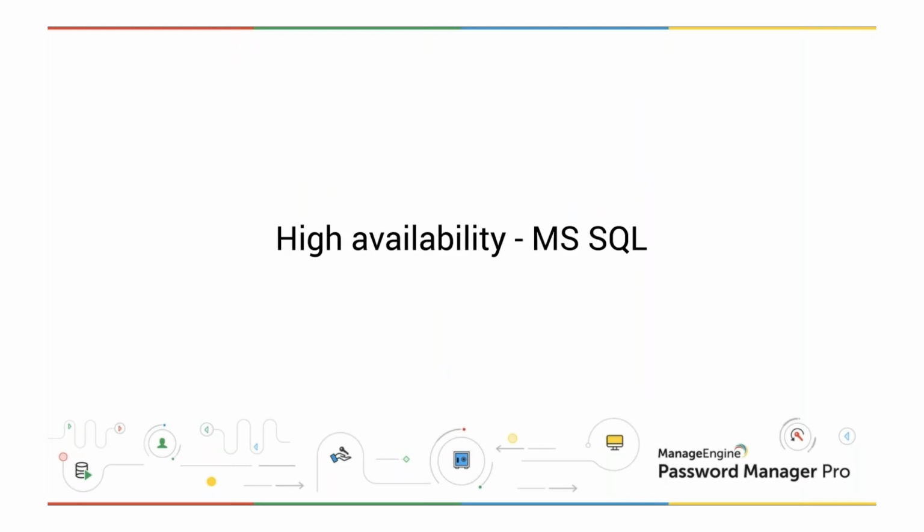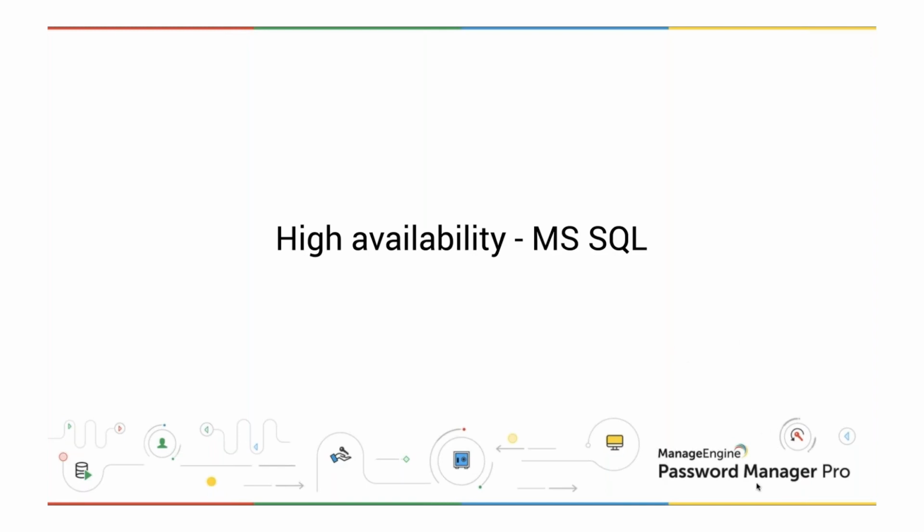So next is going to be high availability using MS SQL. Most of you should know that MS SQL database as a backend is supported only with the Enterprise edition of Password Manager Pro. So if you want to use high availability with an MS SQL database, then you should have the Enterprise edition. Premium or Standard does not support it. Okay, so how does this work?